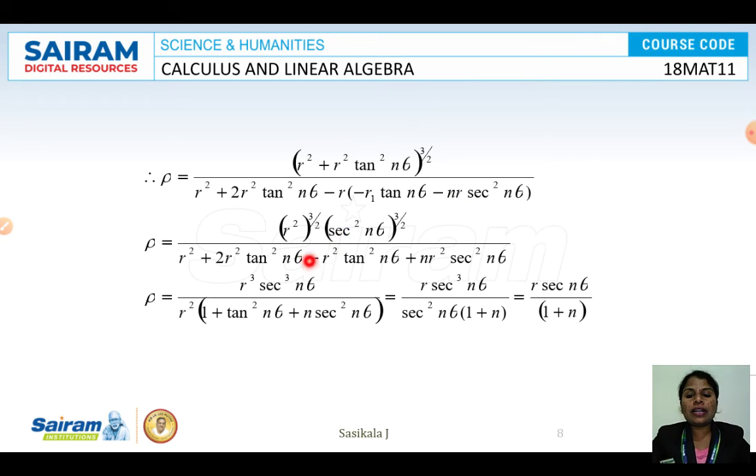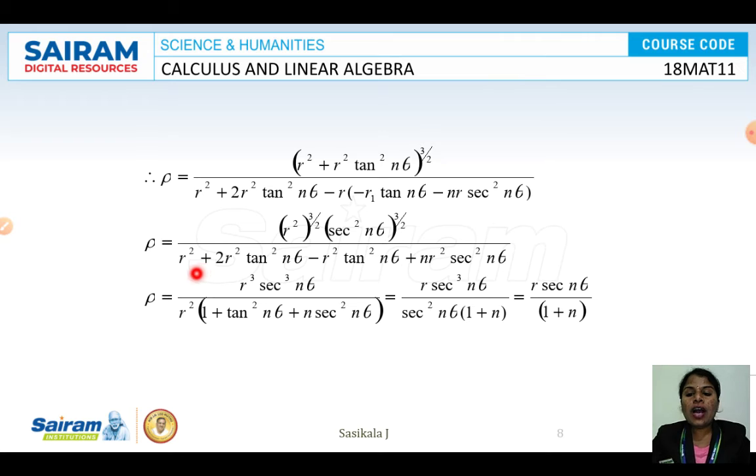So from here, the first two steps are as written, as it is in the denominator. Here I have taken r inside to the denominator. So what has happened in the numerator? r² I can take out as common. I'll get 1 plus tan², it will be sec² nθ, isn't it? So this whole power 3/2 we can segregate. It will become r³ sec³ nθ. That's what is written here.